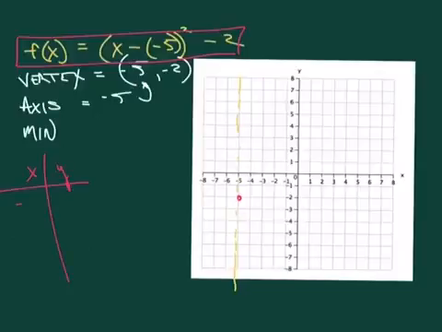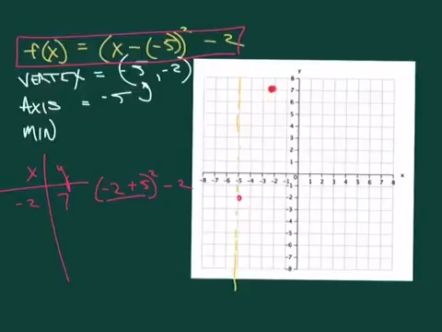So let's put in a -2, so that's going to give us a -2 plus 5, the quantity squared, minus 2. So this is 3 squared, 9, minus 2 is 7. Okay, so we get a point, -2, 7. Let's do that in red, -2, 7.